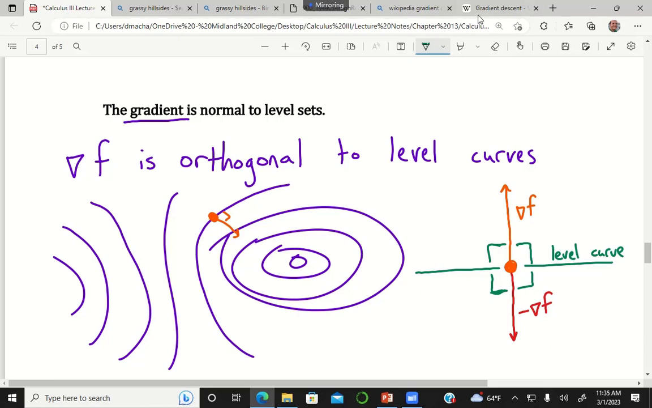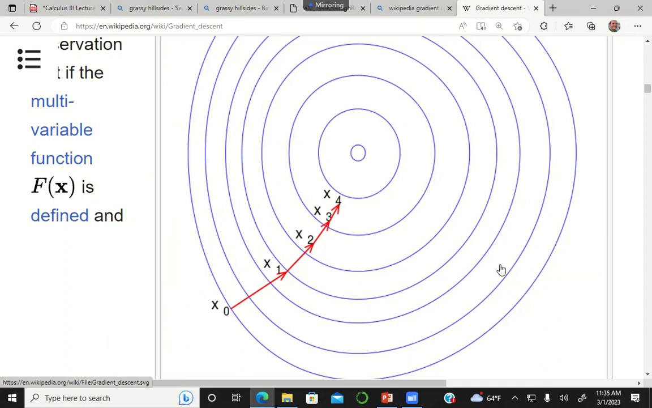I can show you the Wikipedia picture again too. So again, these blue lines are level curves. Along each blue line, the function value stays exactly the same. And you can see that these gradient vectors here in red are always orthogonal to the blue curves. They're always orthogonal to the level sets.